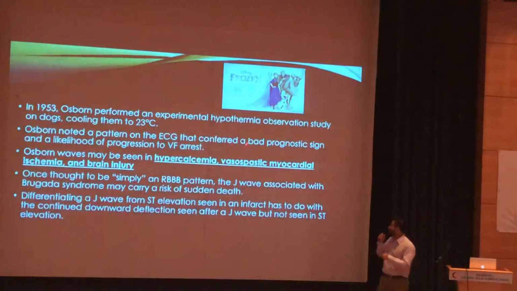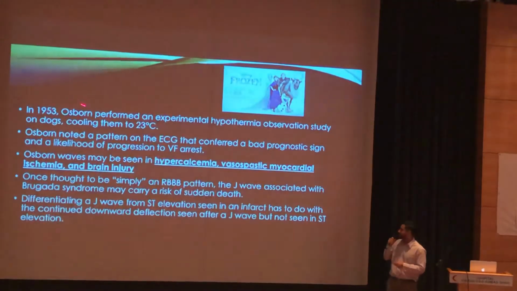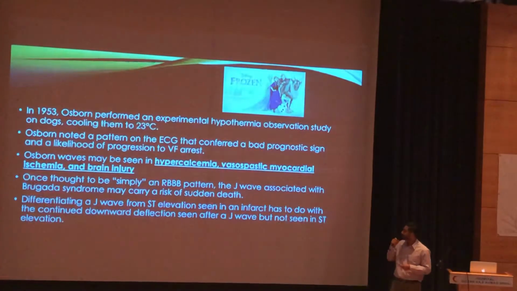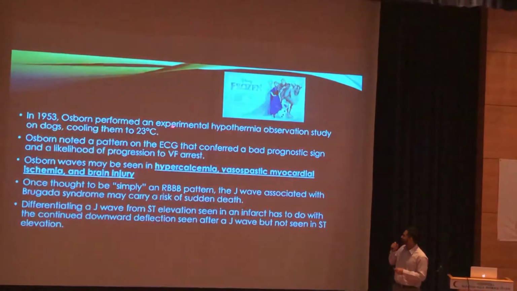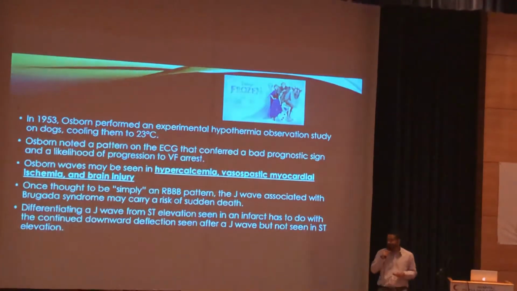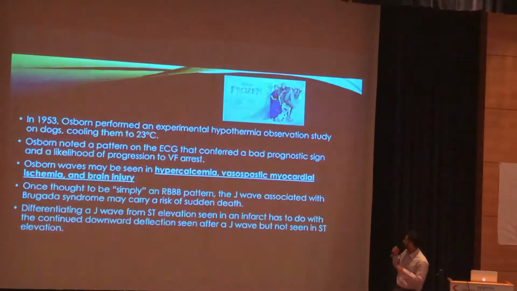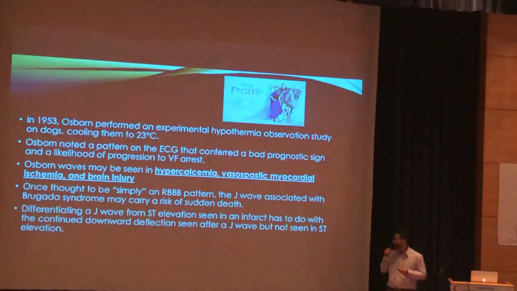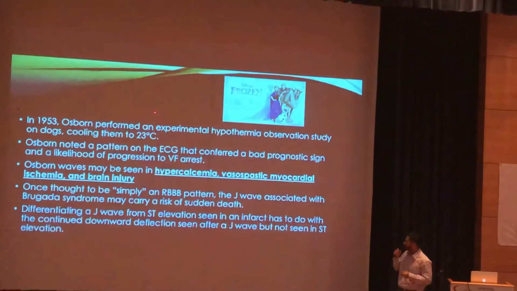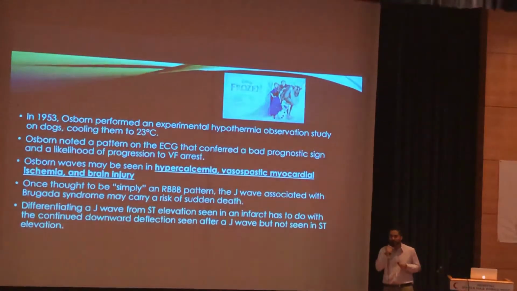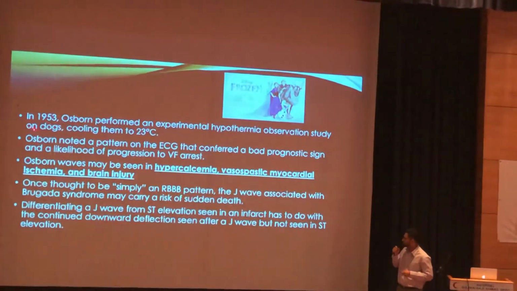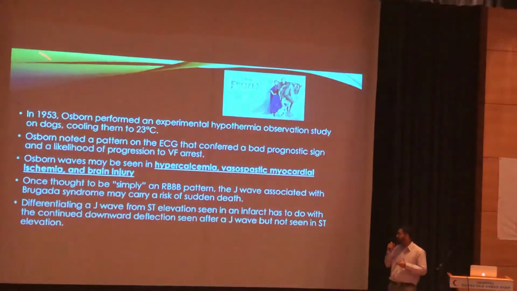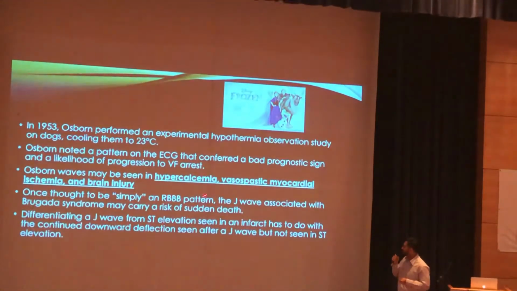The reason why I put this up just now is because this guy called Osborne, in 1953, started freezing dogs. Not freezing, he started cooling dogs. A bit dramatic. So he cooled them to about 23 degrees Celsius. Osborne noted there was a pattern on ECG which eventually progressed to VF arrest in these patients. Subsequently, we noted that there was always this J wave before all these catastrophic events happened. So these J waves are called Osborne waves, because he discovered it, of course he will name it after himself.